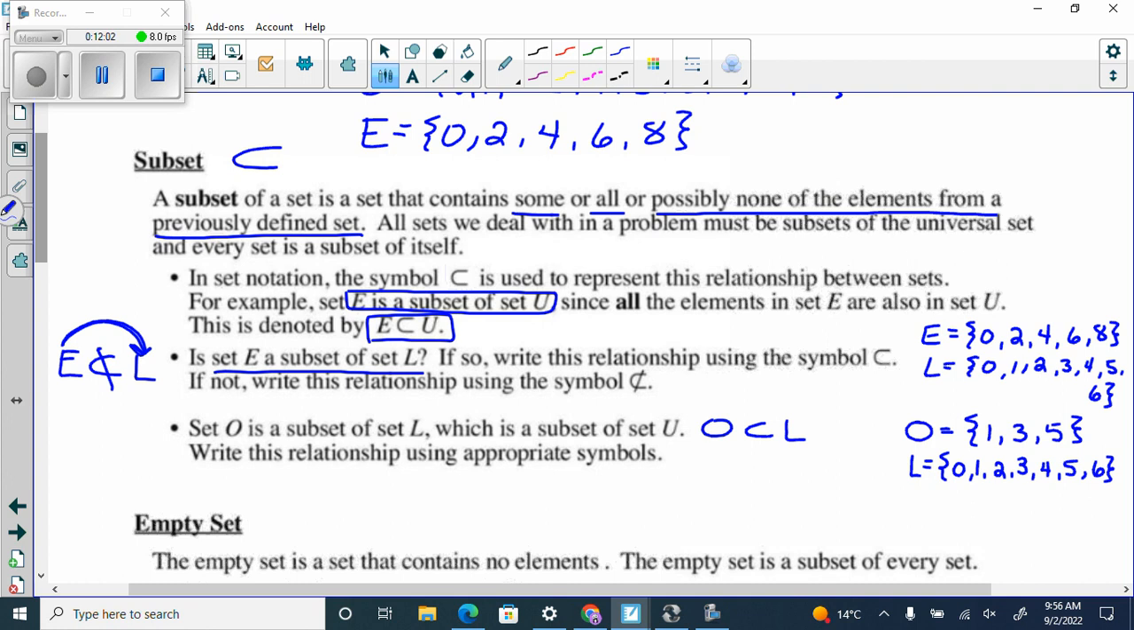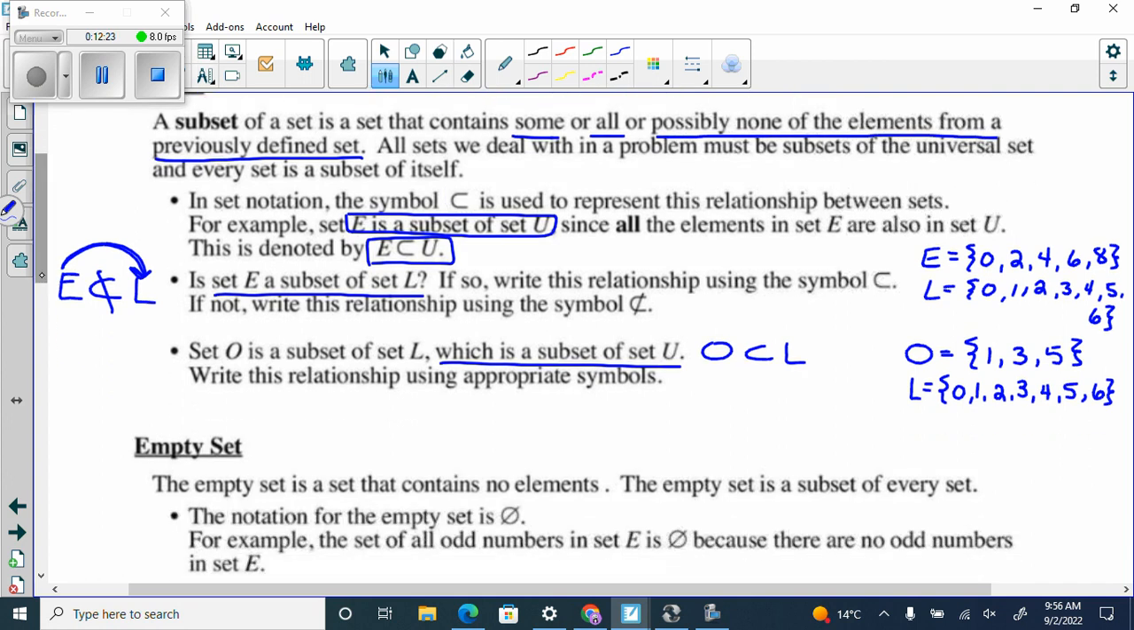So then it says, set O is a subset of L, which is a subset of the universal set. What is a subset of the universal set? The universal set has 0, 1, 2, 3, 4, 5, 6, 7, 8, 9, right? Is E a subset of the universal set? Is everything in E from the universal set? Yeah, because they came from the universal set. Remember, the universal set was all we could pick. So E is a subset of the universal set.